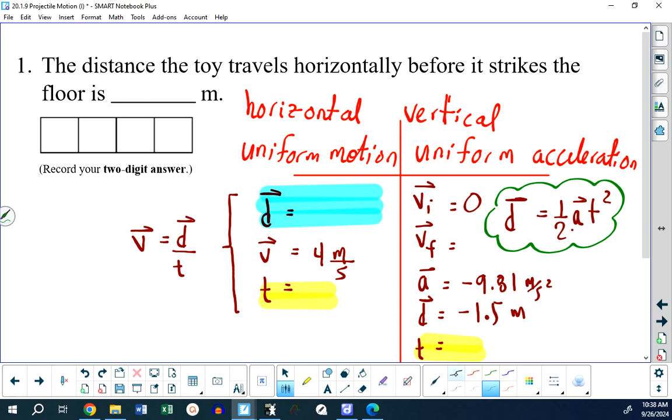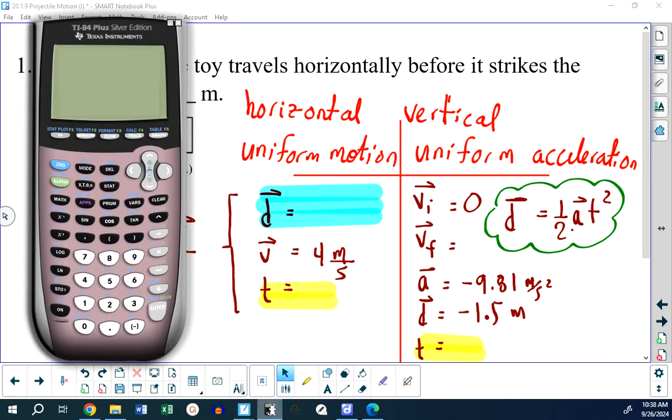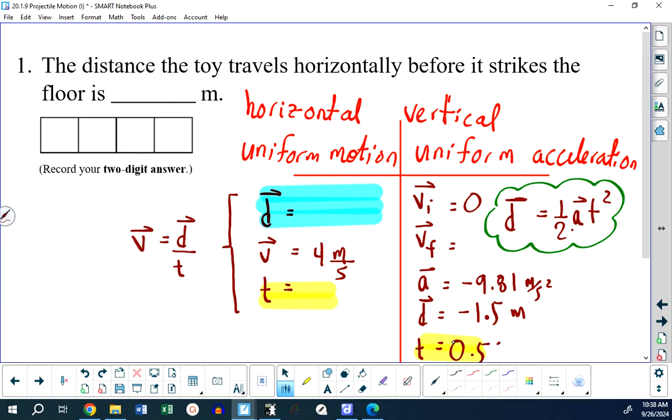You're going to use this formula. We've done this kind of calculation many times. I don't care about VF. It's not helpful. I'm trying to find the time. And that means you're going to take 2 times the 1.5 divided by the 9.81. If you want to use negatives, go ahead and use negatives. And then you have to take the square root. So 2 times 1.5 divided by 9.81, and I take the square root. The car is in the air for 0.553 seconds. Did anybody else get that number? Okay. So that number goes here.